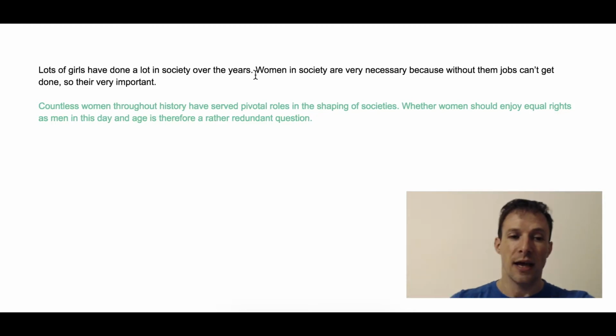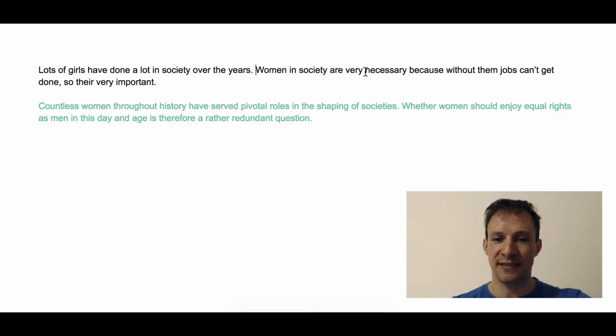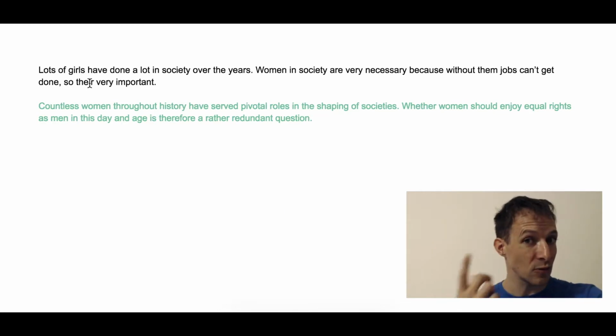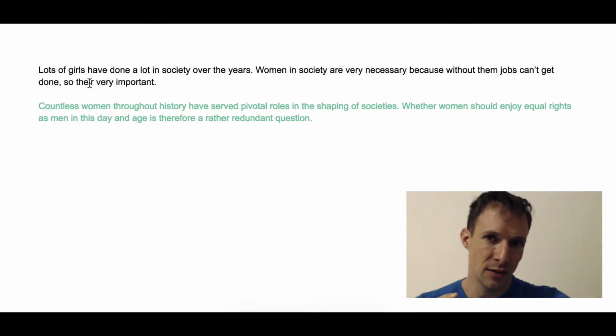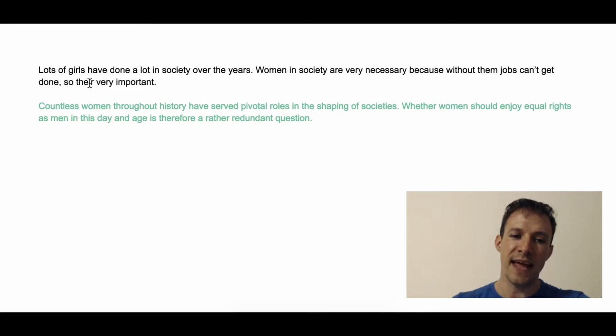So let's move on. "Women in society are very necessary." Once again, that's quite basic. Next, "because without them jobs can't get done." Once again, we're using very, very basic vocabulary, basic verbs and basic structures. "So they're very important." That sounds okay, but it's wrong. It should be "they are very important". So I think that's the only grammar mistake in the whole paragraph.